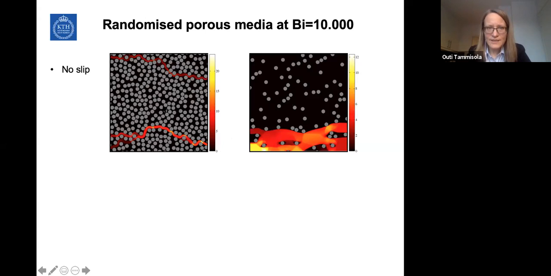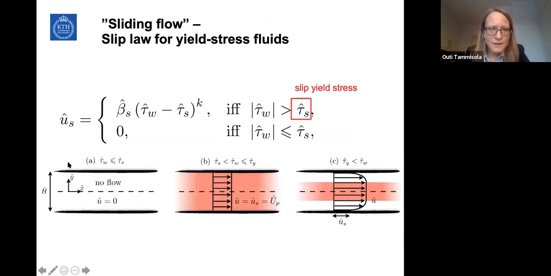Okay, so then let's see what happens if we introduce a little bit of sliding in here. So if we assume that the fluid, like carbopol for instance, has a little bit of slip on the solid surface. Others have previously come up with this model for yield stress fluids and their slip on a smooth surface. We have a slip velocity, which is introduced if the wall shear stress is bigger than the so-called slip yield stress. So we have a situation, if we think about this just in a channel flow.